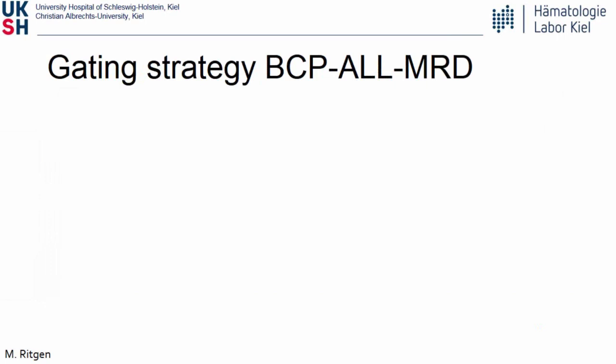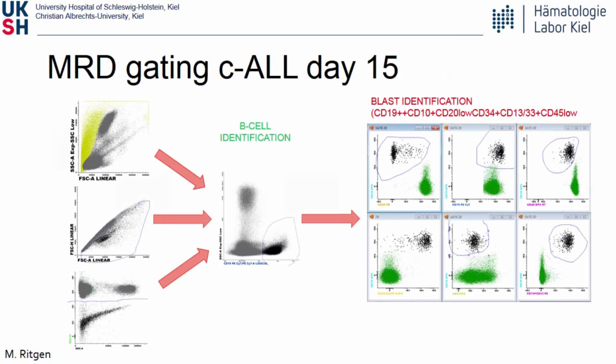And now I would like to come to a more in-depth slide on how we do MRD in BCP ALL. And here you see how we do it. We do, in the first instance, here on the left side, identification of cell debris by scatter characteristics. And here we gate out doublets by the different forward scatter characteristics. And as developed by the BFM group, we have included a cytostaining to exclude non-viable cells.